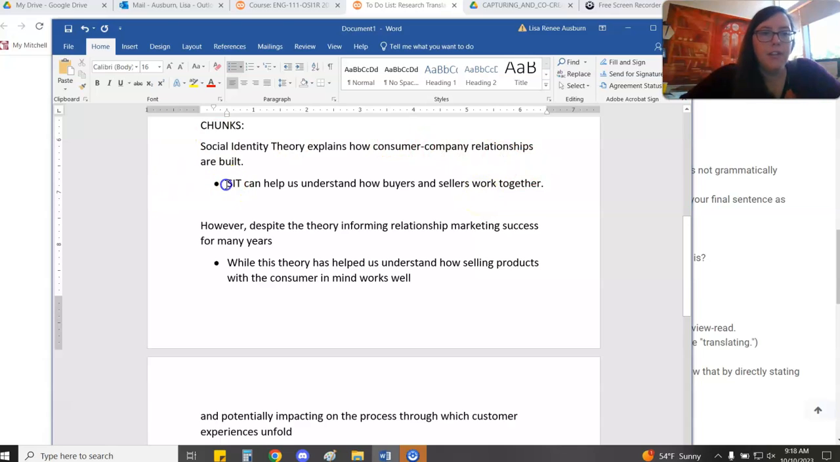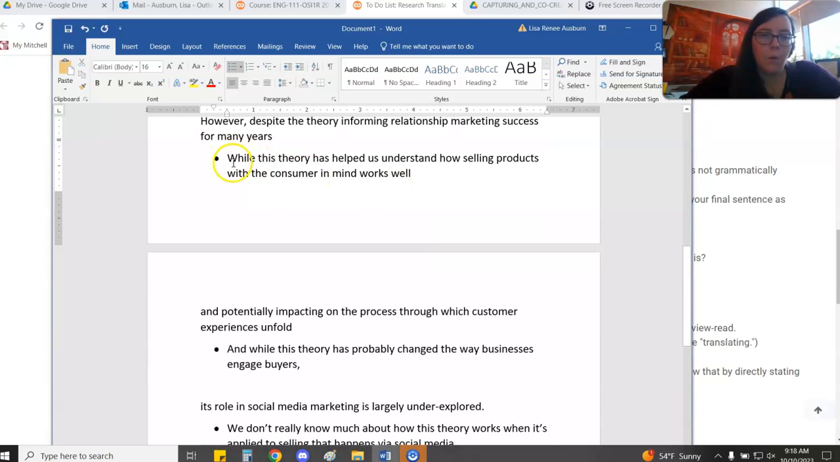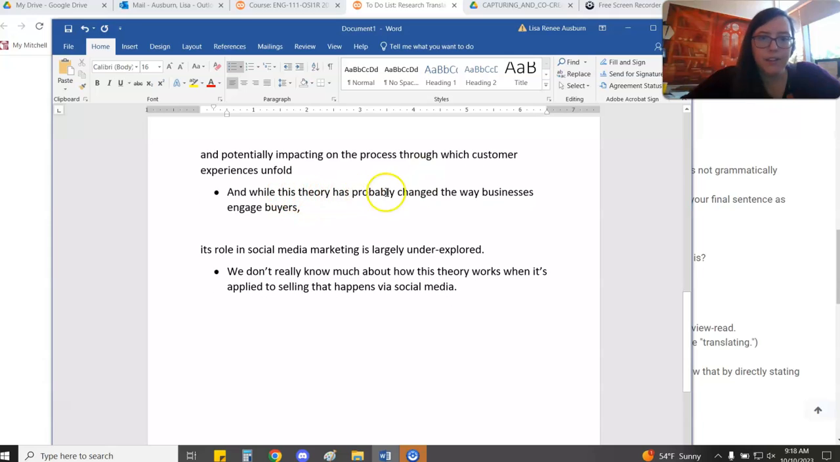So first, social identity theory can help us understand how buyers and sellers work together. And while this theory has helped us understand how selling products with the consumer in mind works well, and while this theory has probably changed the way businesses engage buyers, we don't really know much about how this theory works when it's applied to selling that happens via social media.